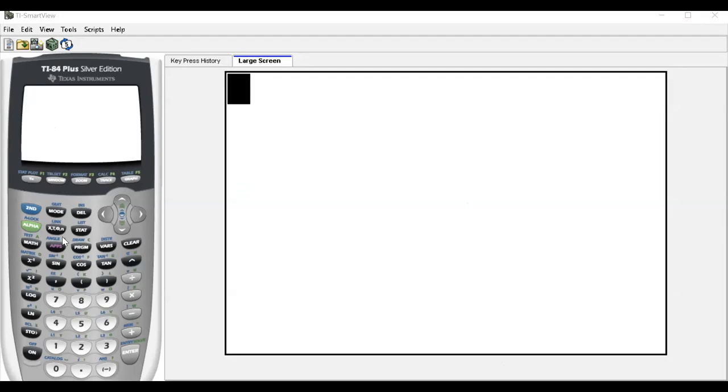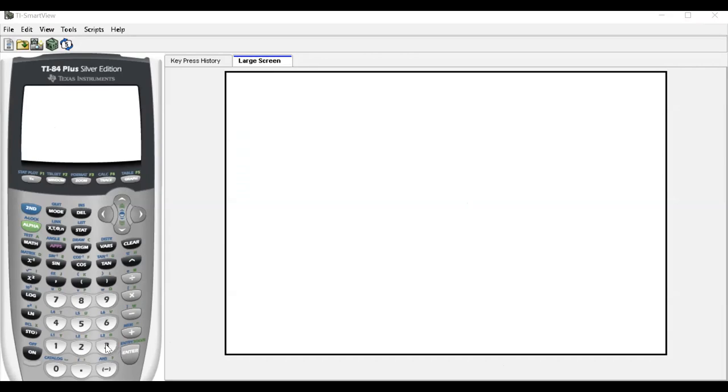Now, a couple things I want to point out. All of your numbers, your decimal point, all of that is down here with the white buttons. On the right side is your gray button. So you have your addition, subtraction, multiplication, division, and your enter button just tells it to find the answer.